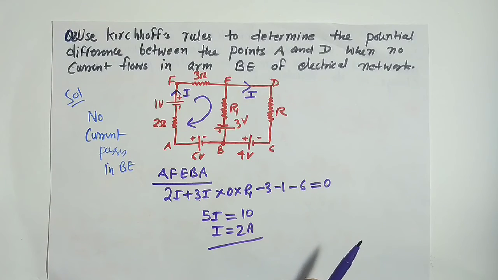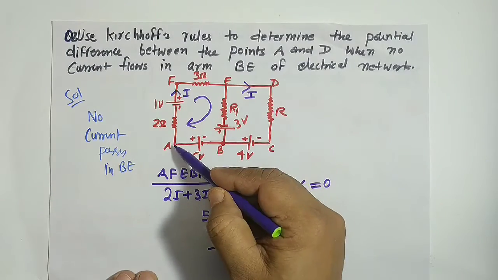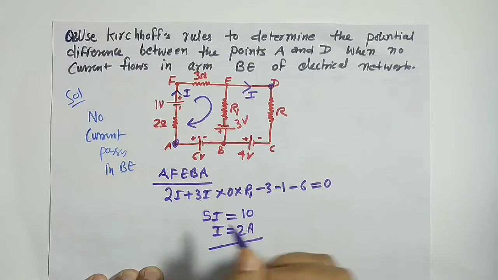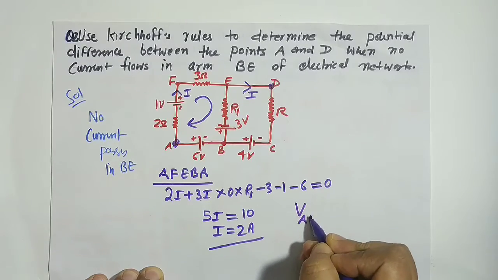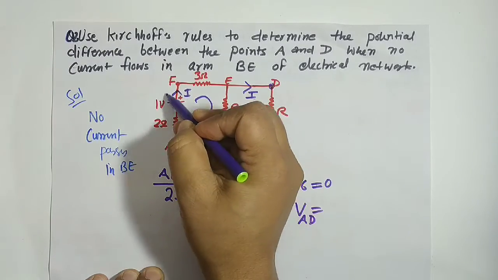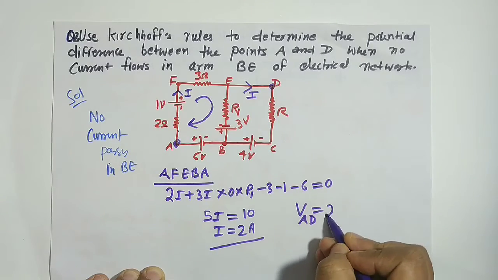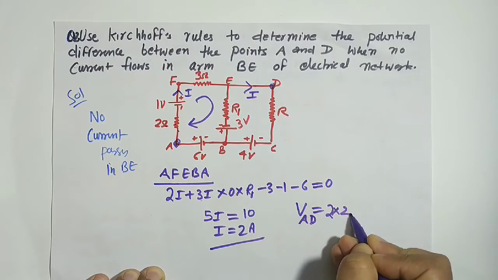Now we are going to follow the other path. We have to find the potential difference between A and D. Are you getting it or not? So the potential difference between A and D, we will go along this path. So what is the current? I into R. So 2 into what? 2.